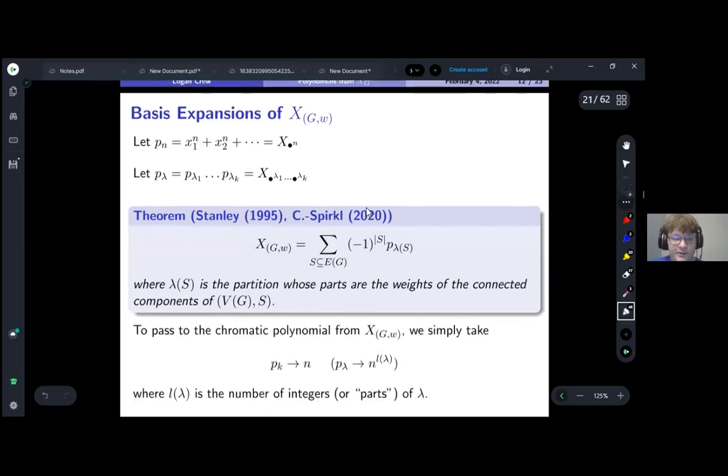And in particular then, to pass to the chromatic polynomial from this weighted thing, another way we could view this is by mapping each power sum function p sub k to the variable n. We can do this because the p_i are algebraically independent of each other in our context. And so this is a perfectly fine way to map this to the polynomial.